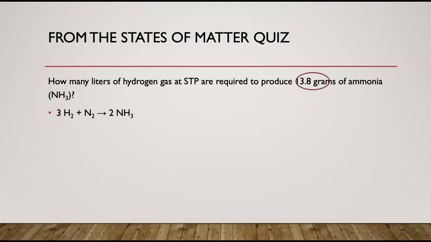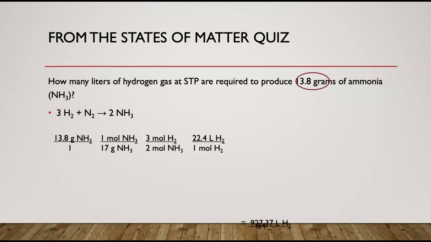So I'm going to start with that 13.8 grams of ammonia, convert that to moles, use my mole ratio, then 22.4, go straight across the top and multiply, then divide by 34, and I'm going to find out that, rounded to 3 significant figures, I'm going to need 27.3 liters of hydrogen. So how'd you do on that one?